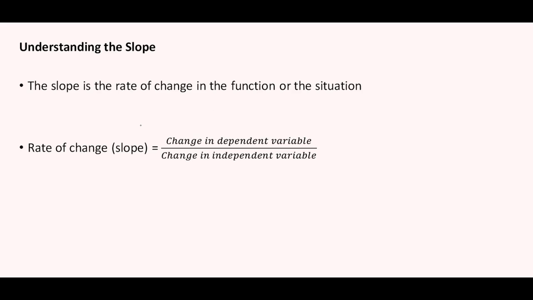Now, to look at the slope, we're going to focus on slope as a rate of change, and the rate of change is always going to be the change in the dependent variable divided by the change in the independent variable. We can also write it a different way. Slope is change in y divided by change in x. So that's another way to look at this.